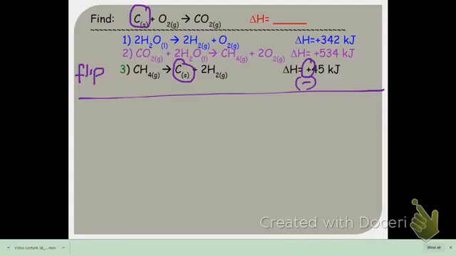All right, so let's look at CO2, the gas. And I find CO2, the gas, here in this equation once. Is it on the correct side? No, so I am going to have to flip it.